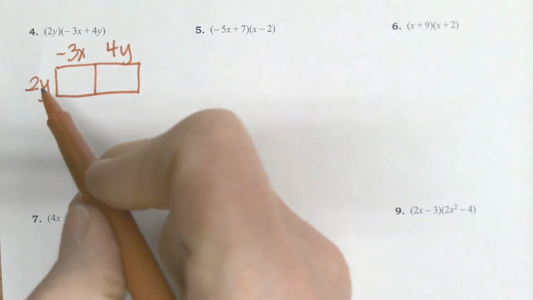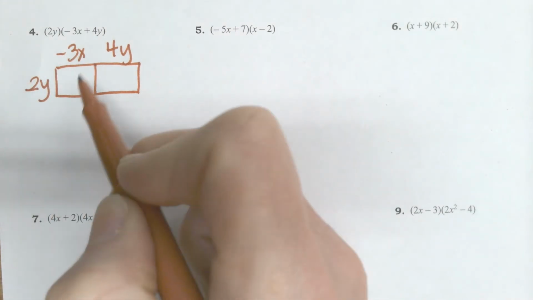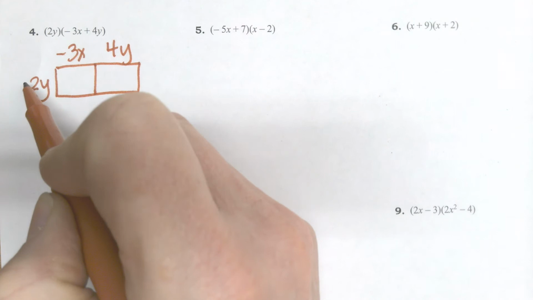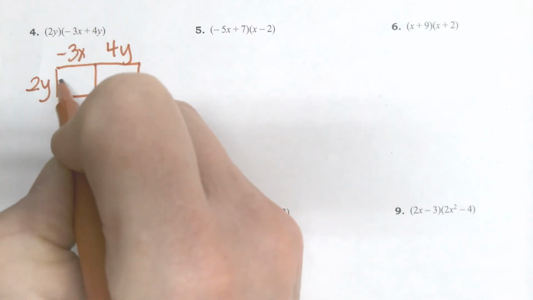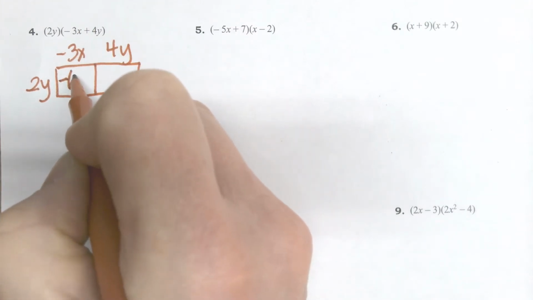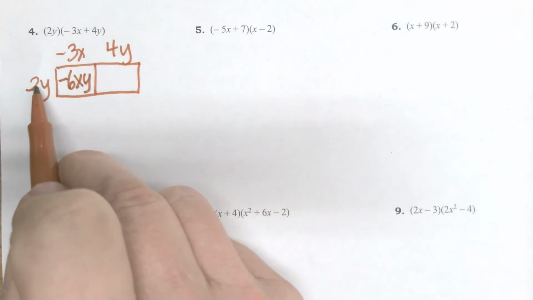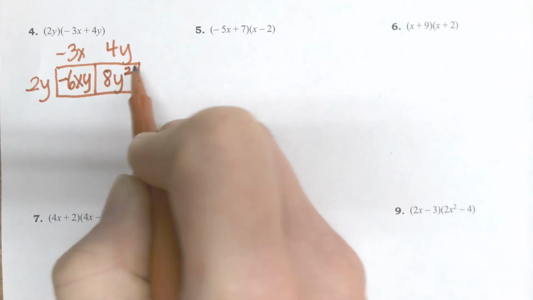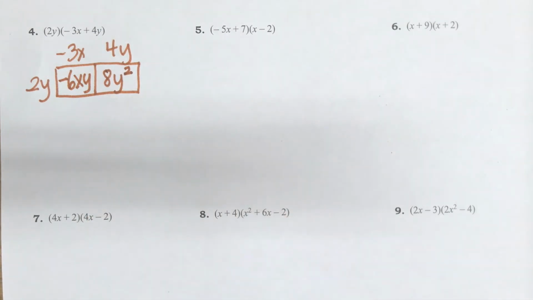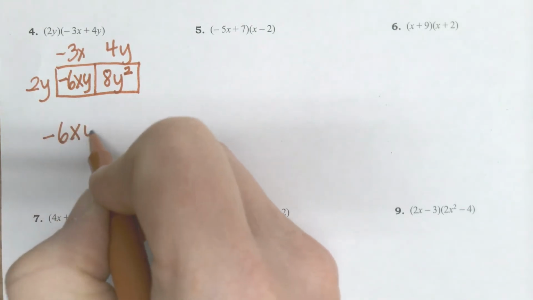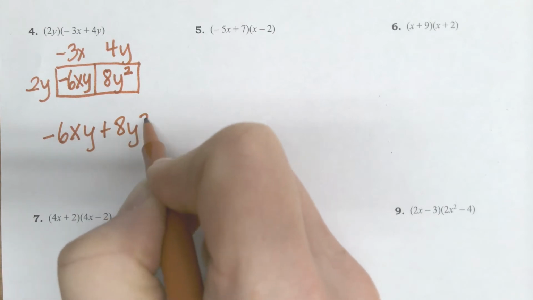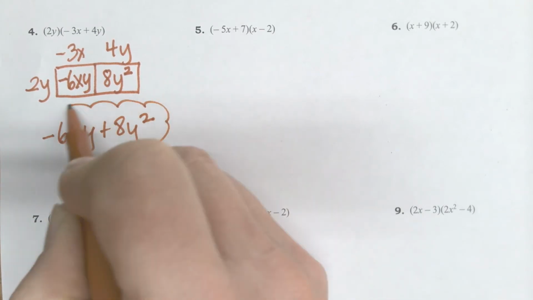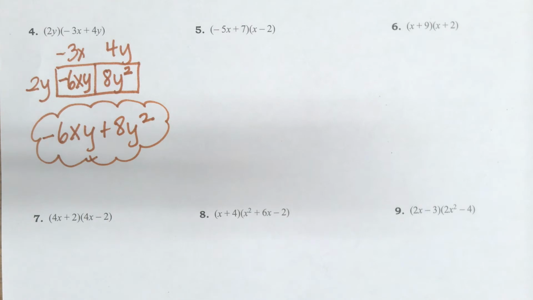When they have different variables, I just put them right next to each other, but the numbers can still be multiplied. So 2 times negative 3, negative 6xy, and 2 times 4, 8, but there are 2 y's being multiplied, so remember that is 8y squared. So negative 6xy plus 8y squared would be my final answer. Nothing can be combined, but I add together what's in the boxes.